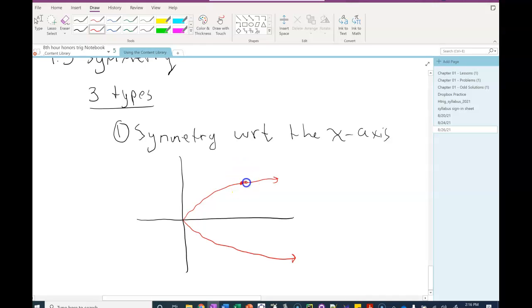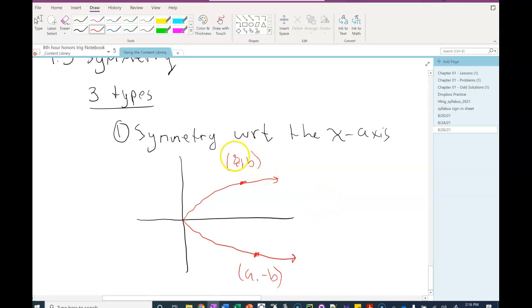So basically what we're saying is that if I have the point (a, b), I also have to have the point (a, negative b). Is that okay with everybody? Notice this is not a function here. You can't be a function and be symmetric about the x-axis, at least a function of y in terms of x.